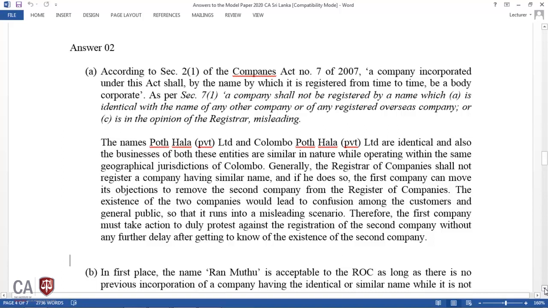Now, in this question, the names Pothala Private Limited and Colombo Pothala Private Limited are identical, and also the businesses of both these entities are similar in nature, while they are both operating within the same geographical jurisdiction of Colombo. Generally, the registrar of companies shall not register a company having a similar name. That is why prior to the registration by the ROC, you are required to make a public notice in the newspapers, so that anyone who has an objection can thereafter bring the objection. And if he does so, the first company can move its objections to remove the second company from the register of companies by making a protest to the ROC, Registrar of Companies.